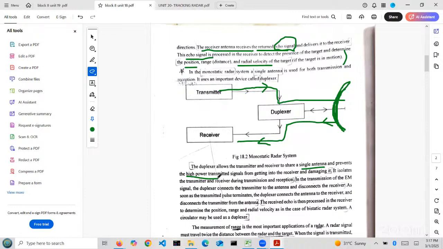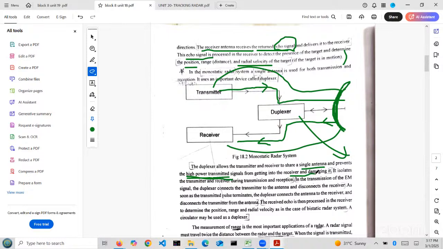Whatever I send from the transmitter goes to the antenna, and from the antenna it is received back. By using the duplexer, what is the advantage? High power transmitter signals are prevented. Which signals are prevented by using the duplexer? High power transmitter signals are prevented from entering the receiver. If we get high powered signals, what happens? The receiver can be damaged.